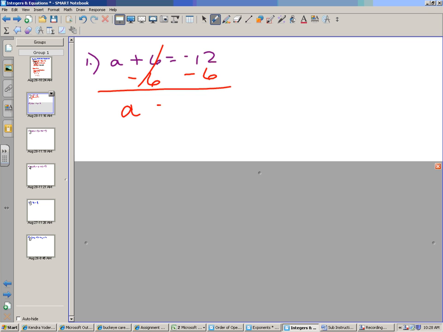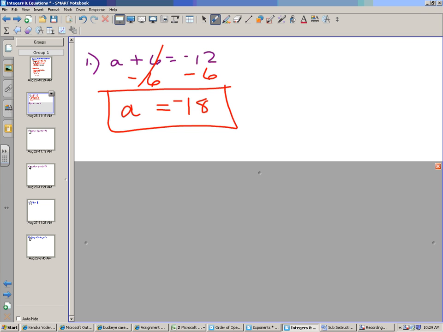Notice how I'm finishing my statement. Notice how I'm starting from left to right every time. So as I start from left to right, bring the A down, the 6's cancel out, negative 12, negative 6, the signs are the same. I add to give me 18, and I keep the negative sign. Okay?